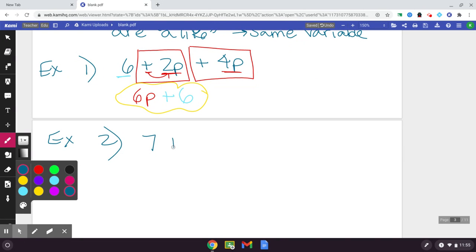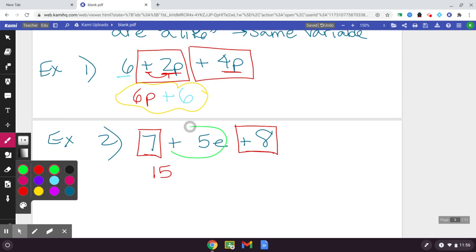7 plus 5e plus 8. Okay, when I look at this, I think, all right, I have a number by itself. Do I have any other numbers by themselves? Yes, the 8. So those are like terms. I'm going to think positive 7 plus positive 8. I get 15. Okay, I still have this positive 5e, so I'm going to bring it down, plus 5e. That right there is my final answer.